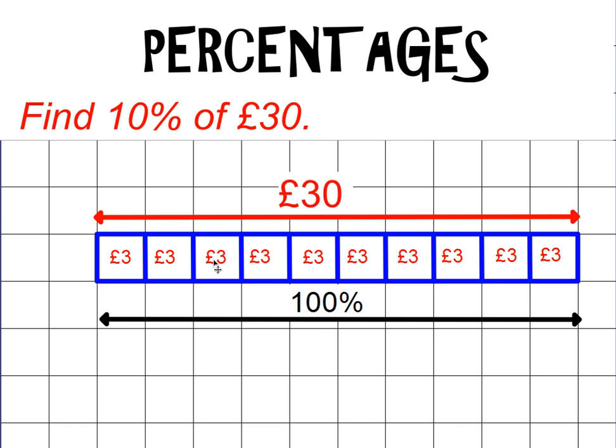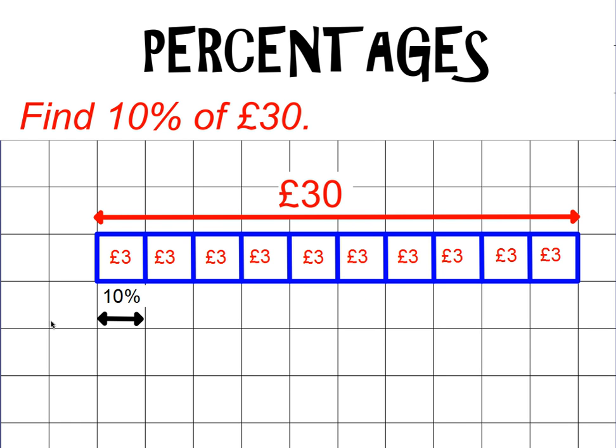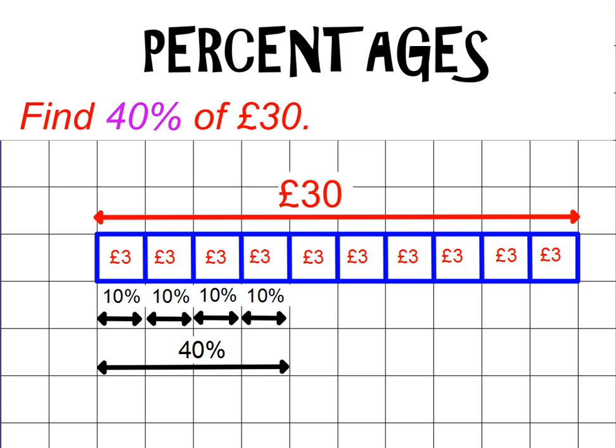3, 6, 9, 12, 15, 18, 21, 24, 27, 30. I've definitely divided £30 equally into each of these boxes. The next step is to remember that 10% is just one box. So that answers our question. 10% must be £3. Easy. But what if the question was slightly different? What if we needed to find 40% of £30? Well, that's alright. We know that 10% is £3, so 40% must just be 4 of the boxes.